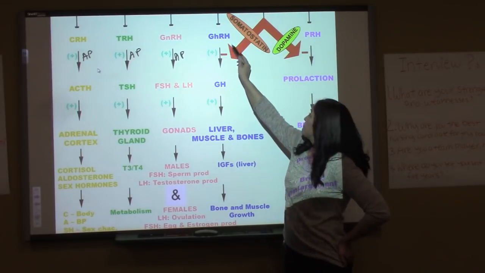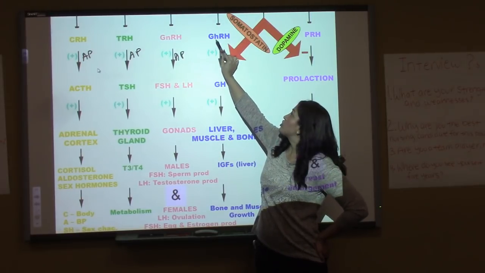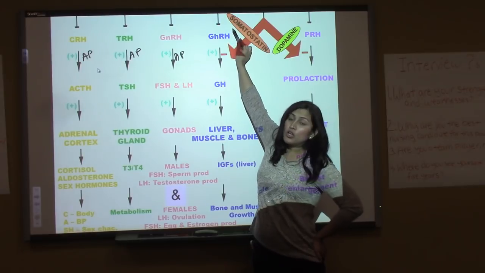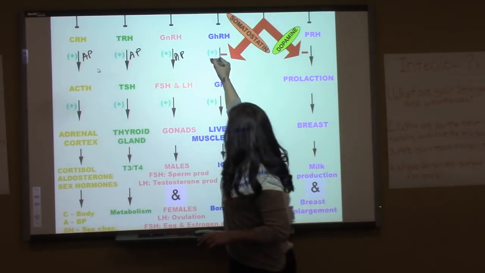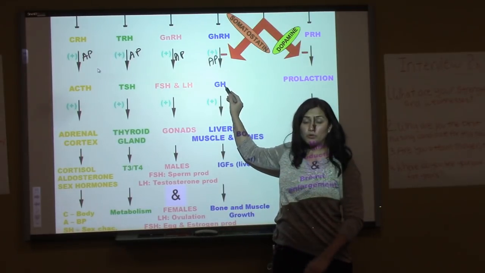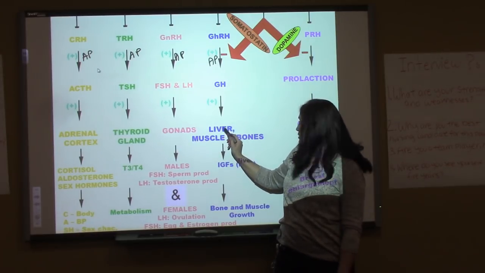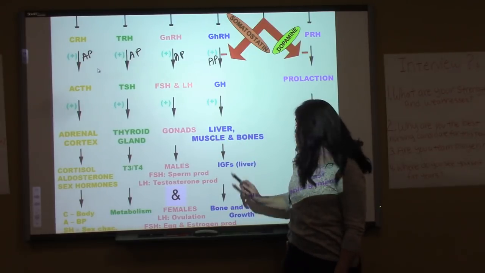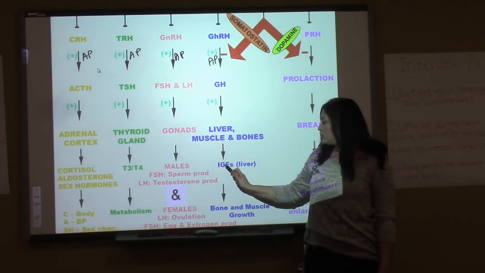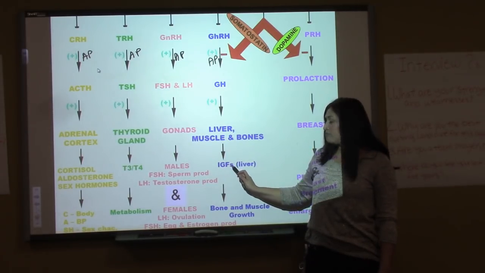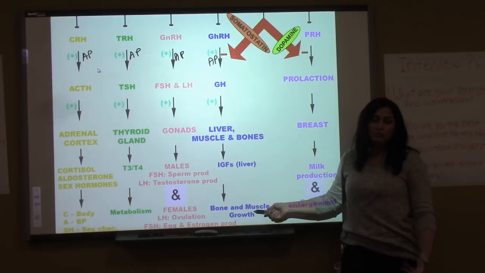Let's move on to the next column. This is GHRH. So the hypothalamus releases GHRH, which is growth hormone releasing hormone, which will stimulate the anterior pituitary to release growth hormone. Growth hormone will now stimulate 3 sites: liver, muscle, and bone. In the liver, growth hormone causes the liver to produce another hormone called IGFs, insulin-like growth factors. What is the function of growth hormone in muscle and bone? It causes muscle and bone growth.